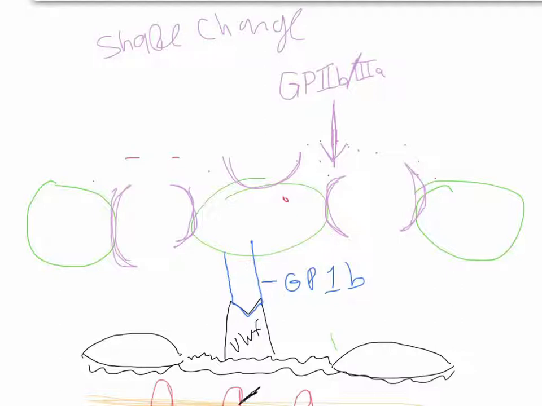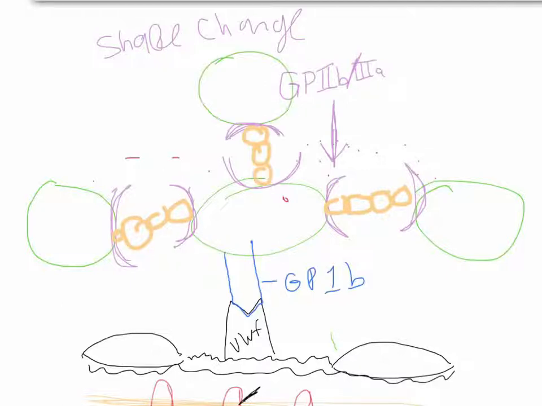Okay, so after we have the GP2B3A receptors expressed, a plasma protein called fibrinogen can come in and cross-link these receptors. And so with those receptors now being cross-linked, a platelet plug is formed. Remember that this is done by fibrinogen, and fibrinogen holds the platelets together weakly. This is a very weak bond, and it needs to be strengthened.